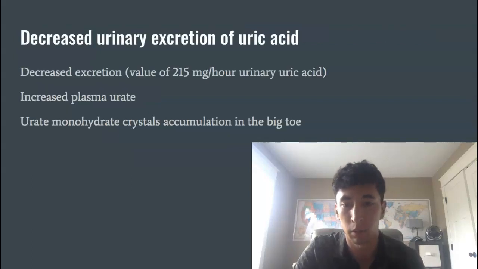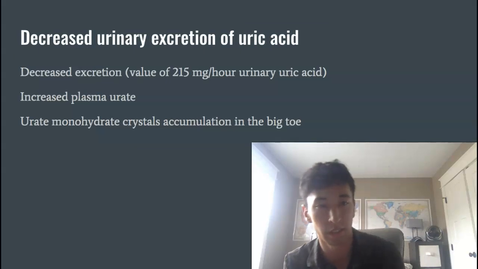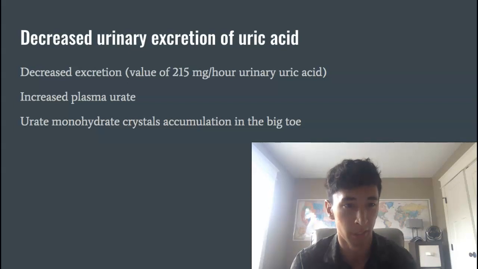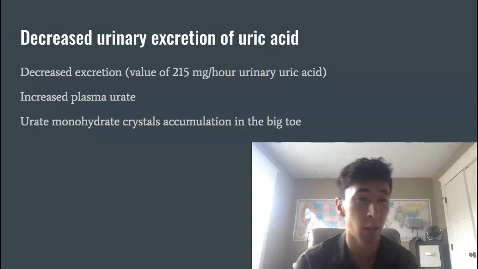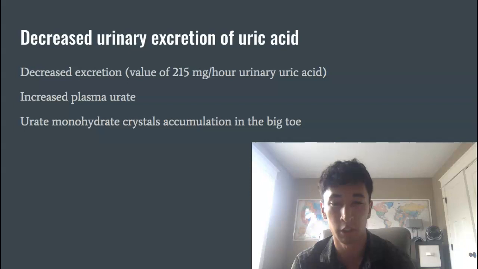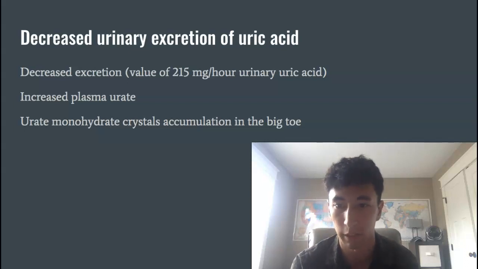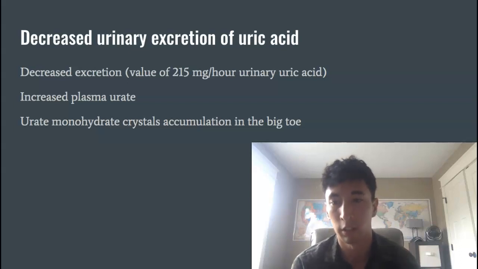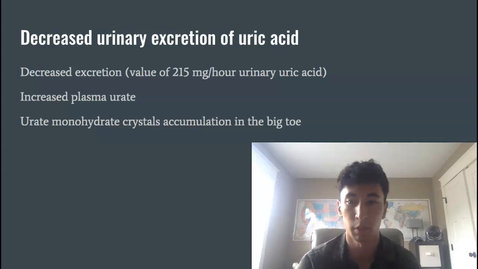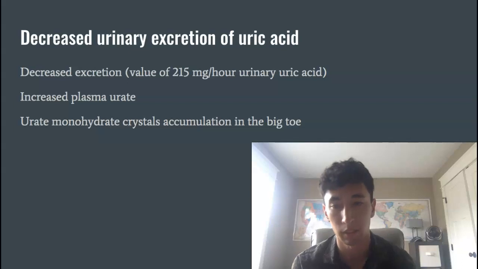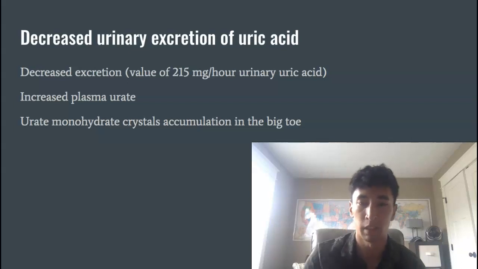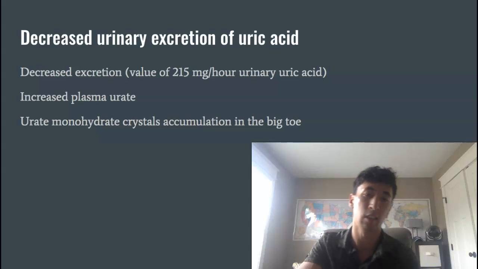Okay, then again, that's kind of going over what we just went over. Decreased excretion, that urinary uric value, increased plasma urate, and the urate monohydrate crystals accumulation in that big toe on the right foot for that individual there. Okay, the patient has the lowered urinary uric acid and higher plasma urate. Like I said, this shows a buildup in the monourate. And then we're going to move on to that next one and kind of talk about how it's not the other two.